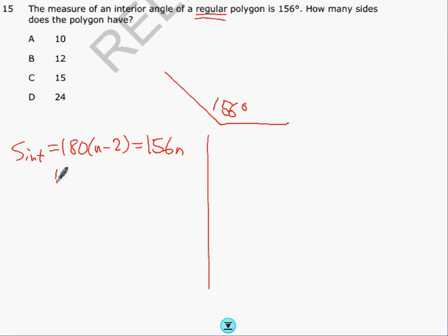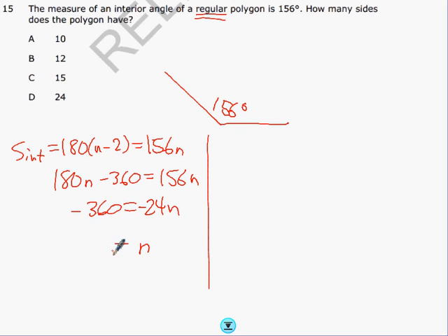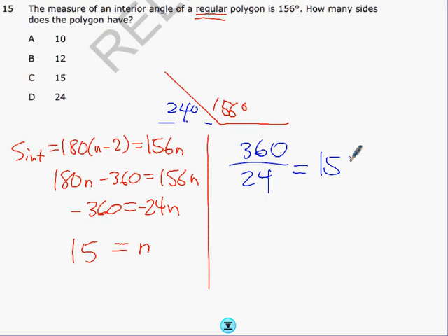So I can solve it this way. 180n minus 360 equals 156n. Subtract 180n from both sides. Leaves you with negative 24n. Divide by negative 24, and you get 15. The other way to do it would be to recognize that the exterior angle is 24 degrees. And since all the exterior angles add up to 360, you can just divide 360 by 24 degrees, and you get 15 sides. Either way, obviously this way is shorter.